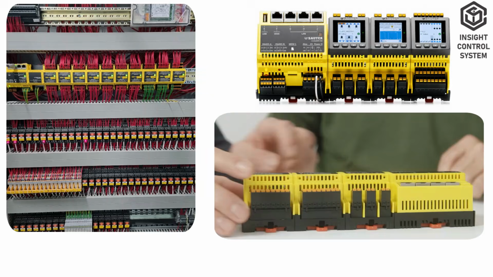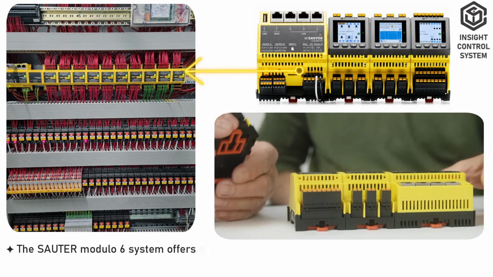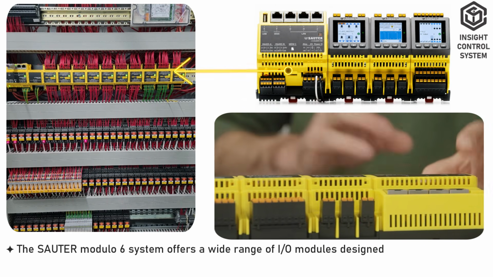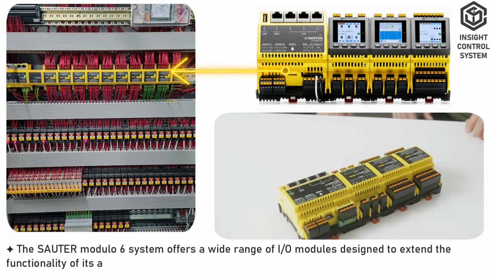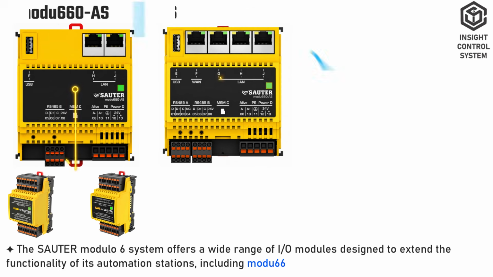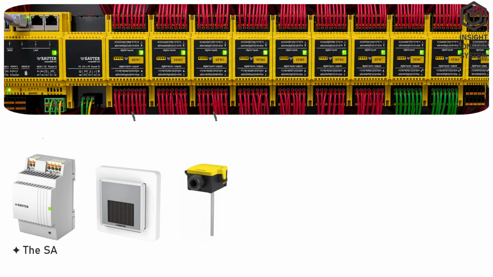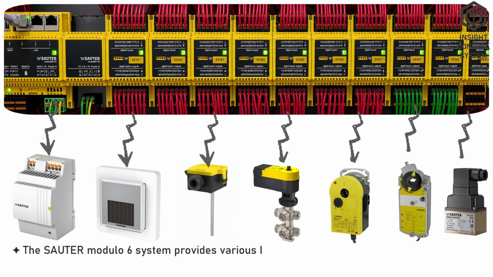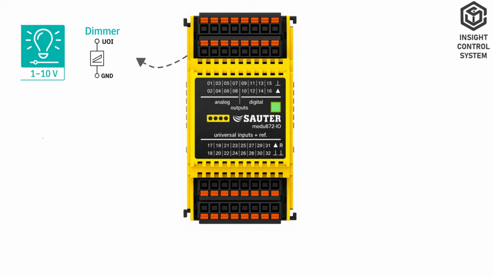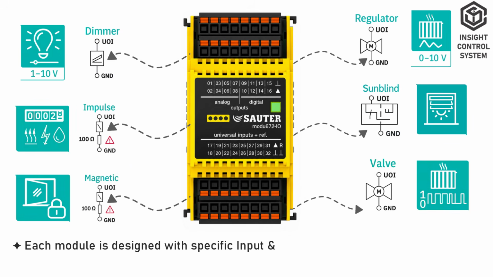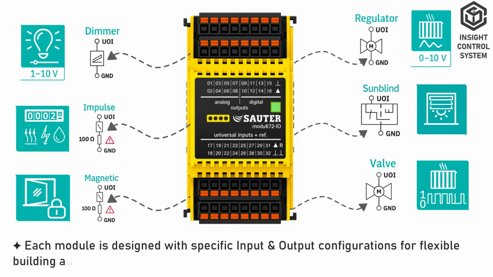Input-output modules. The SAUTER modulo 6 system offers a wide range of I/O modules designed to extend the functionality of its automation stations, including modulo 660AS, modulo 680AS, and the modulo 612LC. The SAUTER modulo 6 system provides various I/O modules to support different field requirements. Each module is designed with specific input and output configurations for flexible building automation applications.